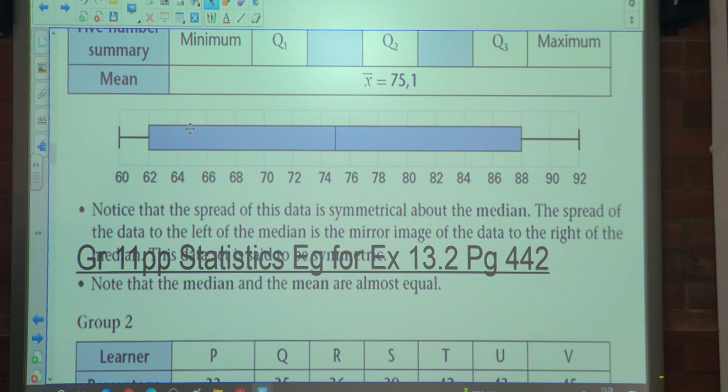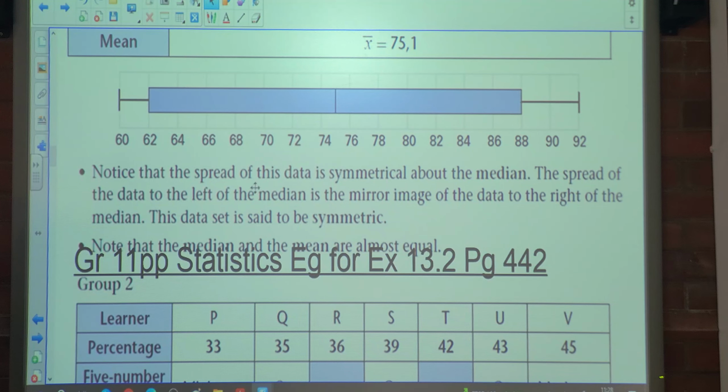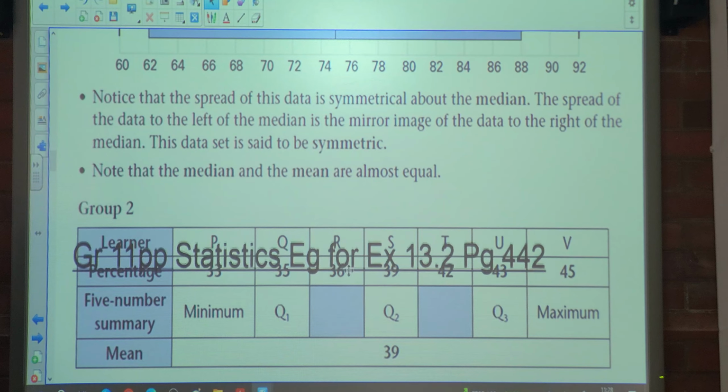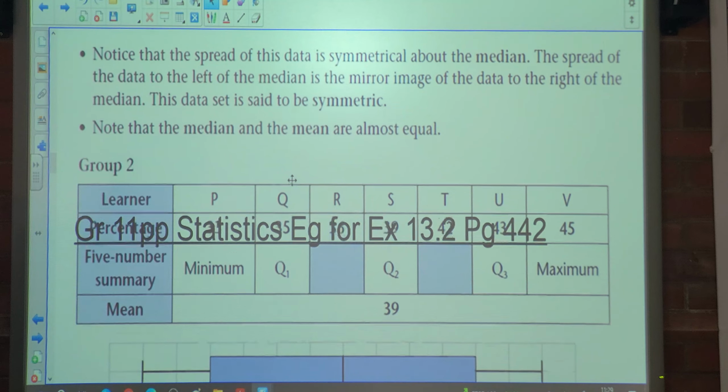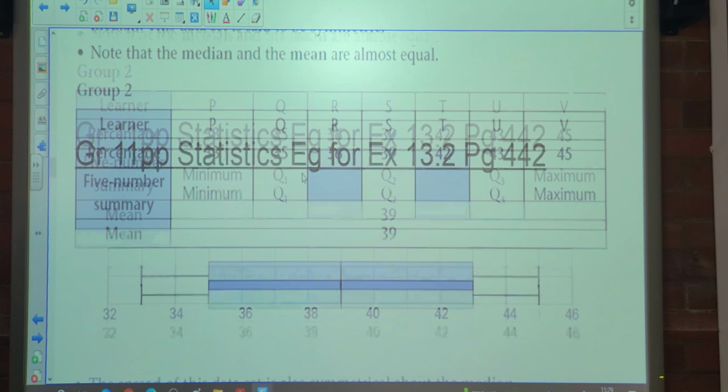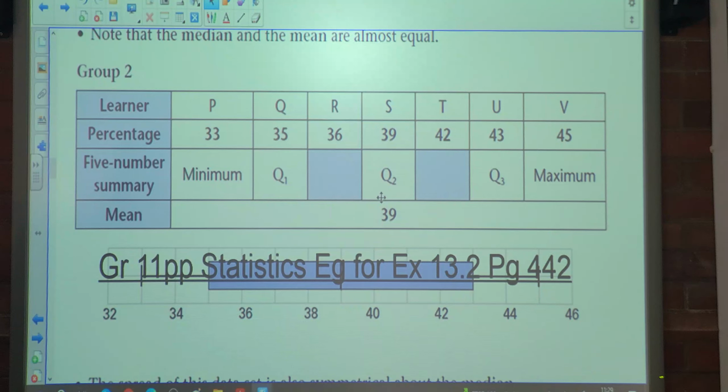Okay, we've done this in grade 10. What do you notice about this? The data is the same on the side. As you can see, it's the same on that side. So if the data is the same, we call it symmetrical data. Symmetry. It's about the same on either side. Notice that the spread of this data is symmetrical about the median. The spread of data to the left of the median is a mirror image of the data to the right of the median. This data set is said to be symmetrical. Note that the median and the mean are almost equal. You see here the mean and the median are also equal.